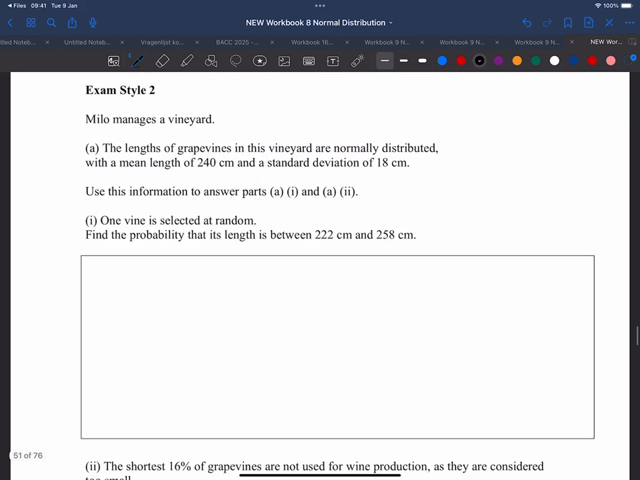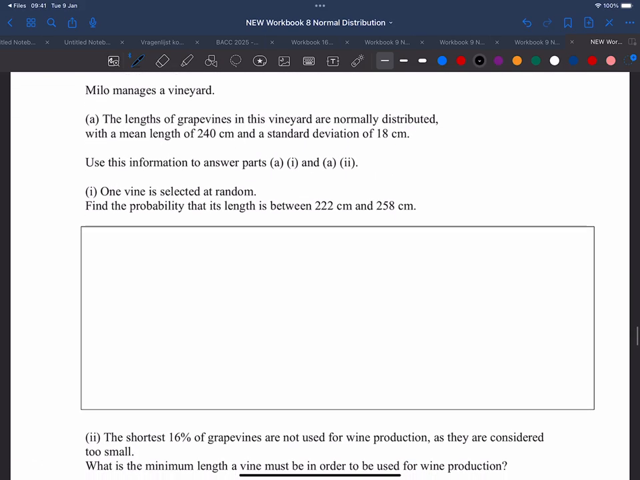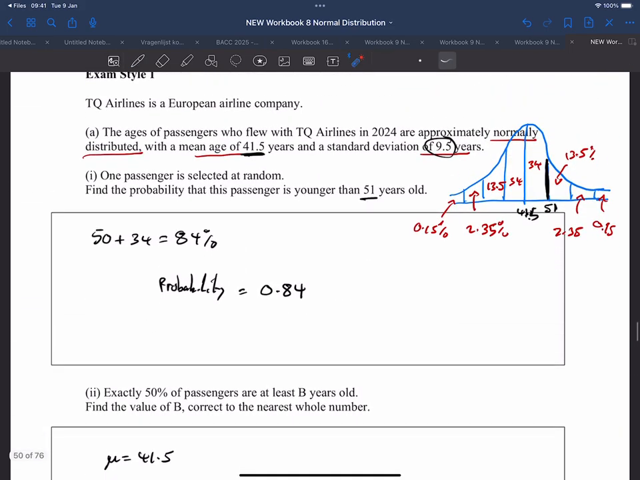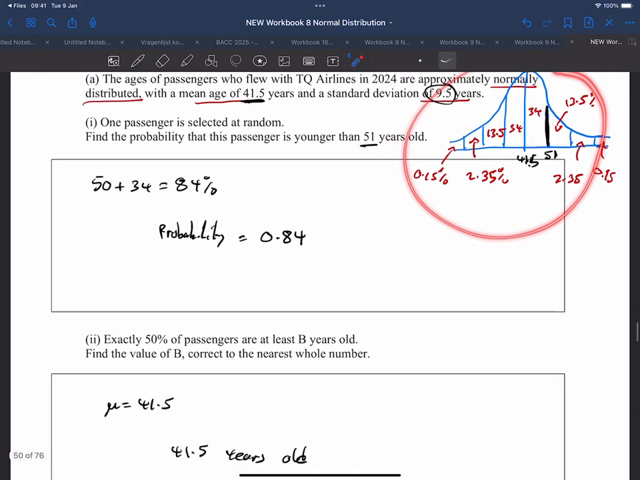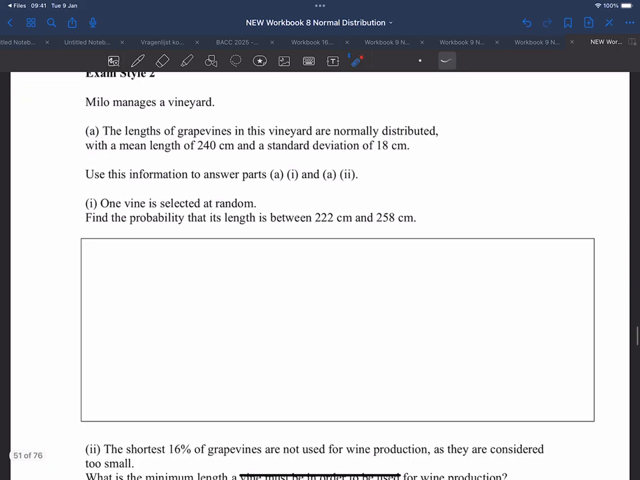We'll move on to question 2, and we'll look at this quickly. We're going to use the same thing as we did beforehand, this same bit of graph here. We have the lengths of grapevines in a vineyard, which are normally distributed. Great, so we're using the same thing again. The mean is this, and the standard deviation is 18. Write that down: mean equals 240, standard deviation equals 18.